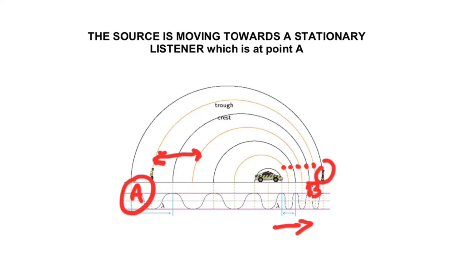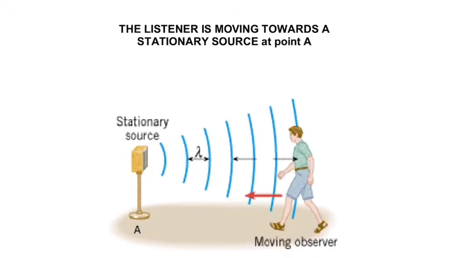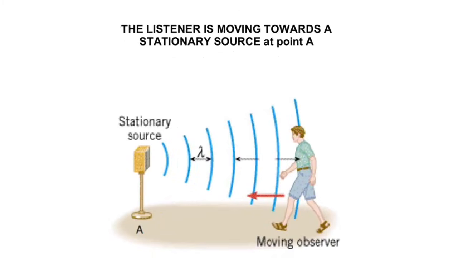You can see from this example that it is the sound source that is moving. What about a case where the listener is moving? Let's take a look at that. Here we have the listener that is moving towards a stationary source at point A. When the listener is moving towards the stationary source, the wavelength becomes shorter and the frequency is higher.